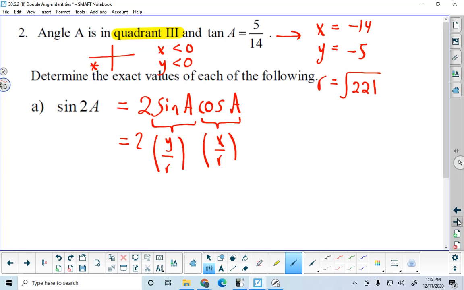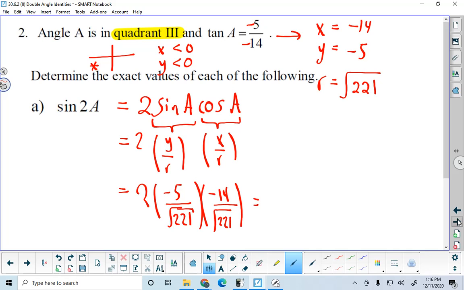So how does tangent become positive? Well, it's negative 5 over negative 14, so both of these are negative. Look, we're basically done question 2 right now. And I mean, we're basically done question 2a, 2b, and 2c. Sine of 2a is 2 sine A cos A, so that's 2 times negative 5 over root 221 times cosine of A, which is negative 14 over root 221.